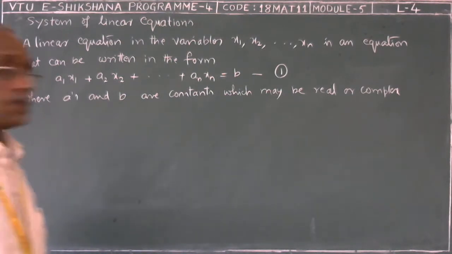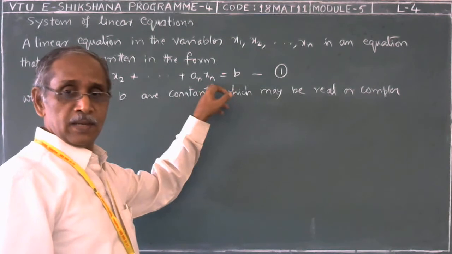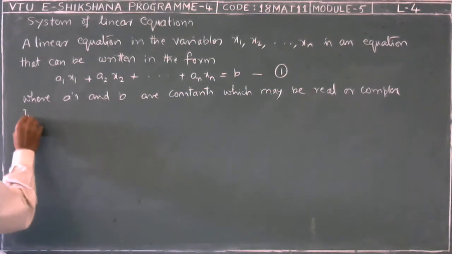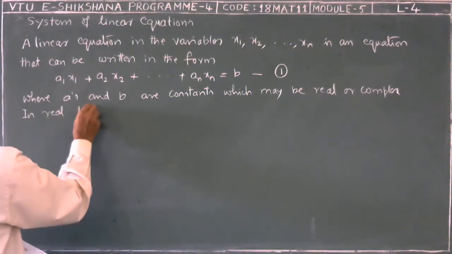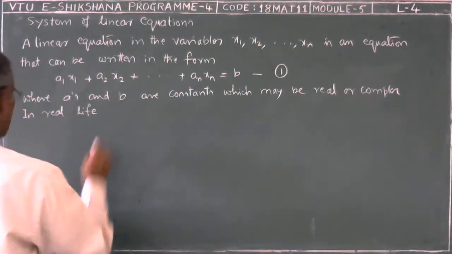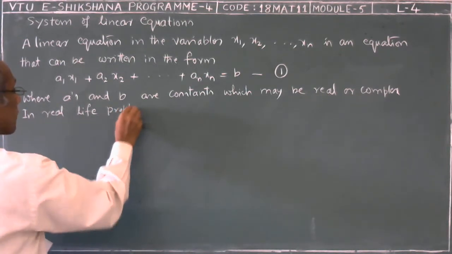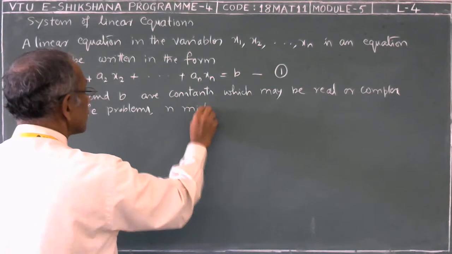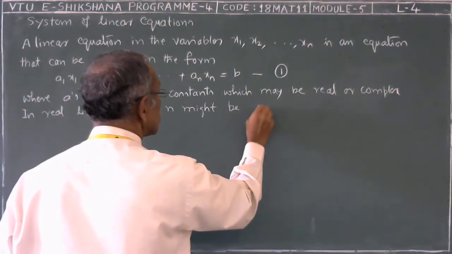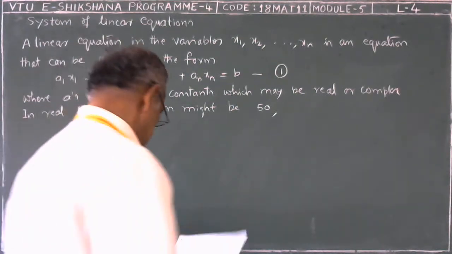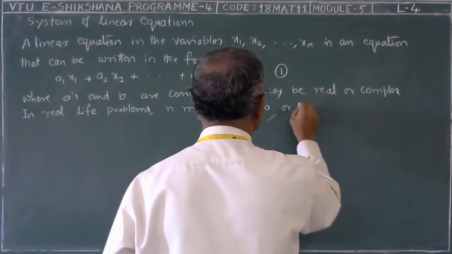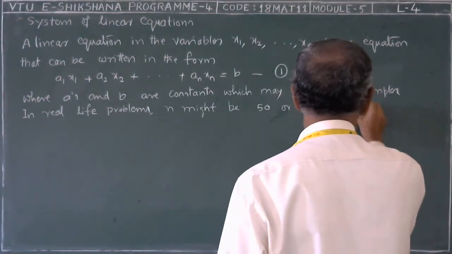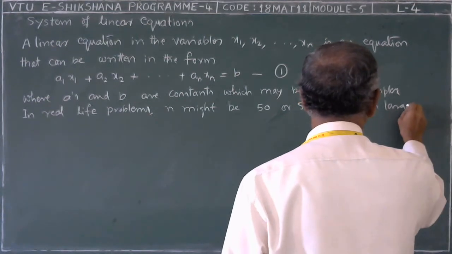So in real life problems, this n might be 50 or 5000 or even larger.